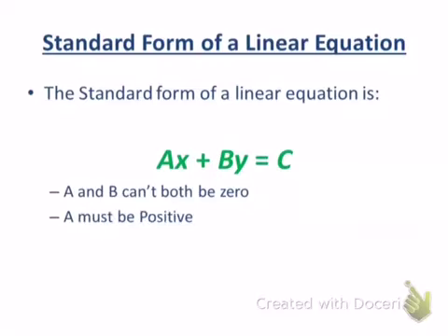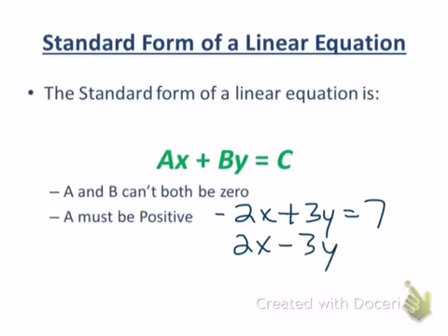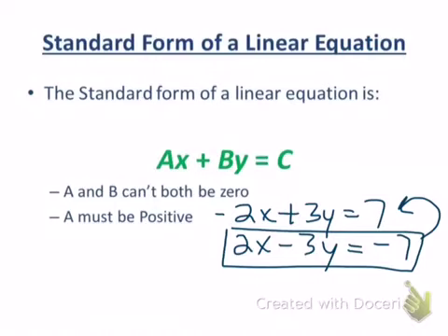The next one, A must be positive. Here's an example of something that would violate that. You could have negative 2x plus 3y equals 7. That's not considered standard form because the A value is negative. How do you fix that? You multiply through the entire equation by negative 1, which is equivalent to just going through the equation and changing all of the signs. This is the standard form of that. Okay? So A has to be positive.